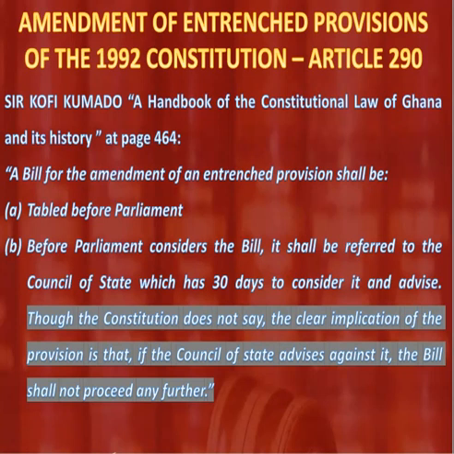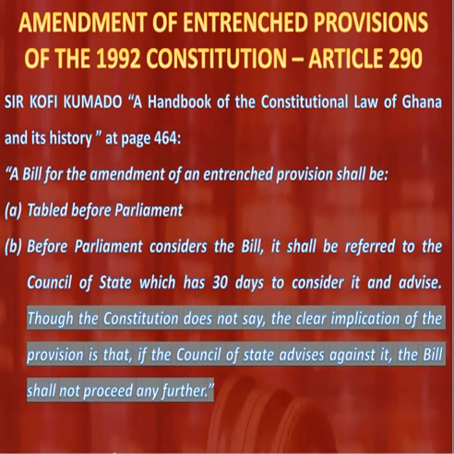And so I'm saying that under authority of Article 290 clause 2 of the Constitution, the first stage for amending an entrenched provision is that a bill for the amendment of the entrenched provision must be tabled before Parliament. When it is tabled before Parliament, the Speaker of Parliament must refer the bill to the Council of State, and they must give the advice within 30 days after receiving the bill.